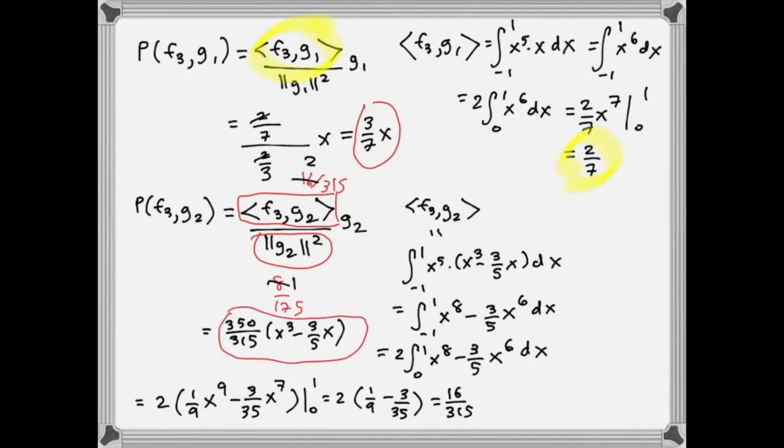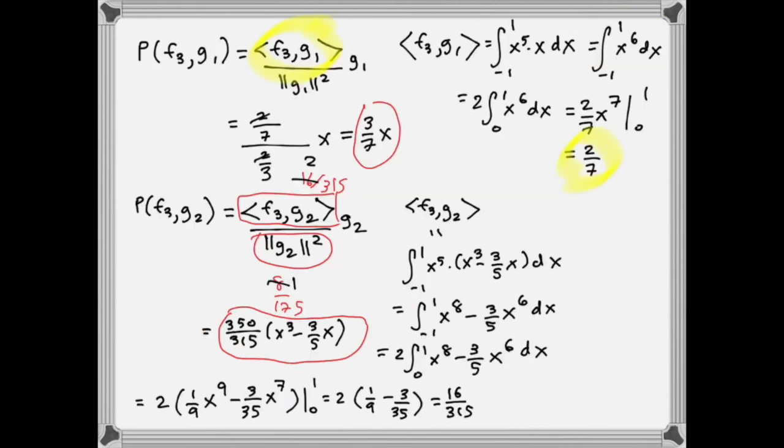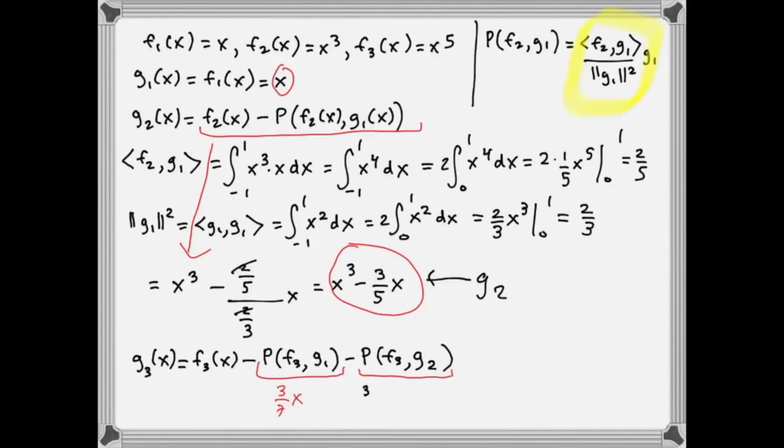So what is this? All of this is so that we could figure out what G3 is, right? If you look at G3, coming back, that's right here. So let me put in what we just figured out. 350/315. Let me match what I did over here. 350/315 times x cubed minus 3/5 x. So this is what I have here. What is F3? Well, F3 is just x to the 5th. Okay, so we put it all together and we get the following for G3.